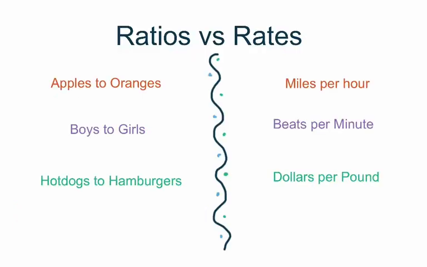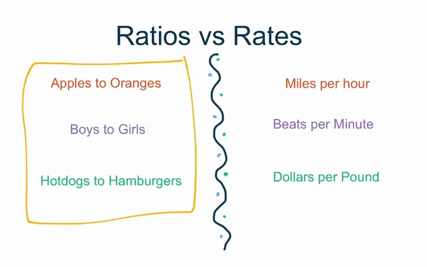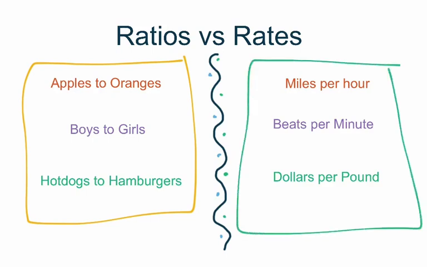To show how we're moving on from ratios into rates, I want to talk about some of the ratios that we've done previously. In ratios, over here on the left side, we'd talk about things like apples to oranges and boys to girls and hot dogs to hamburgers, just for a couple examples. And now as we get into rates, we're going to be talking about things like miles per hour and beats per minute and dollars per pound. The difference is that on the right here, all of these are units of measurement. What they're measuring can be a little bit different, but they are measuring something.